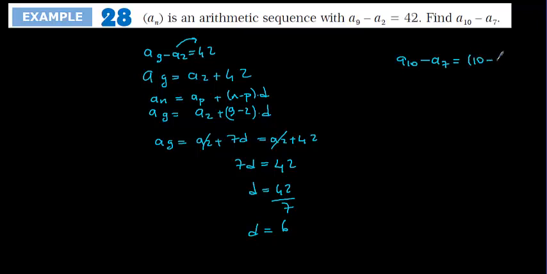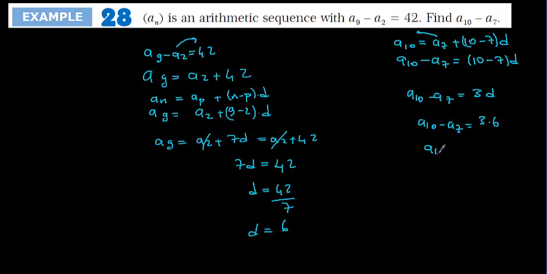I wrote this one by using the advanced term formula, because I know that a10 is equal to a7 plus (10 minus 7) d, and if I change the side of a7, it's going to be like this. Then a10 minus a7 is equal to 3 times d, which is 3 times 6. So a10 minus a7 is going to be equal to 18.